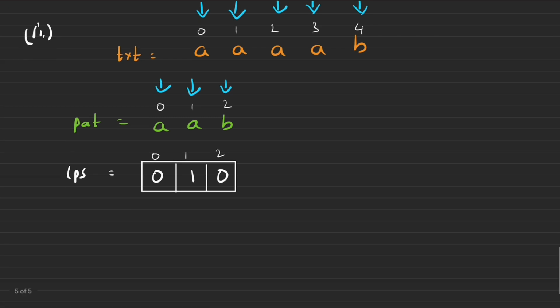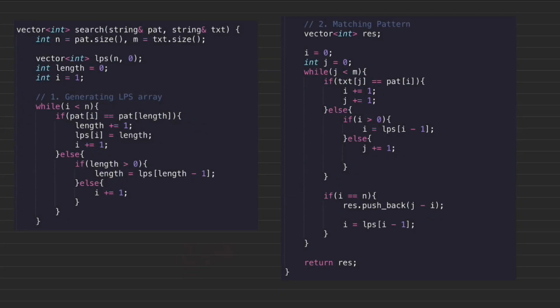Now let's see the code. So here's the code in C++. Firstly, I have taken the pattern size and the text size. And here I have created an array of LPS, which is of the same length as the pattern size. Okay, and initialize every variable to 0.